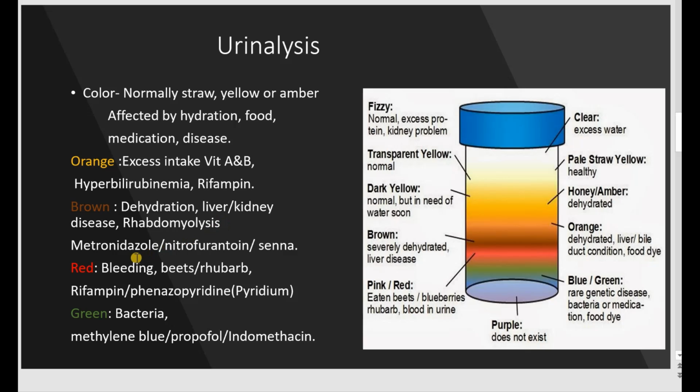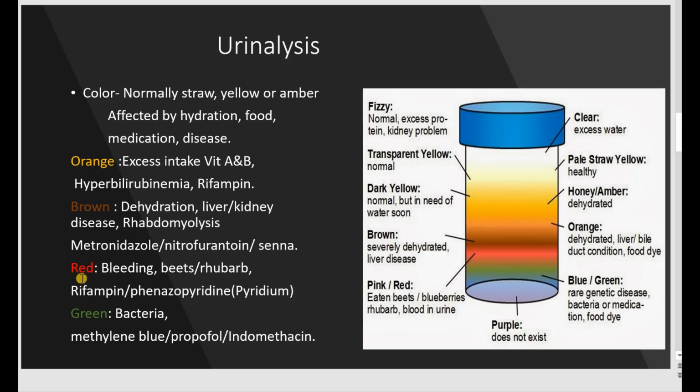Now, certain medication can cause brown urine output. These include metronidazole, Flagyl, nitrofurantoin. It's an antibiotic to treat UTI. Senna, which is a stool softener, can cause brownish tinge urine.